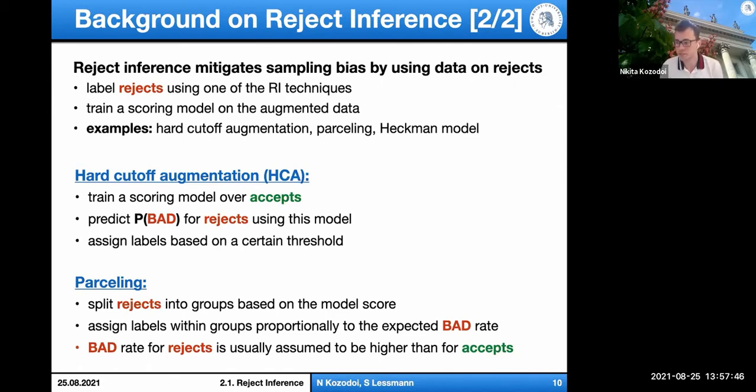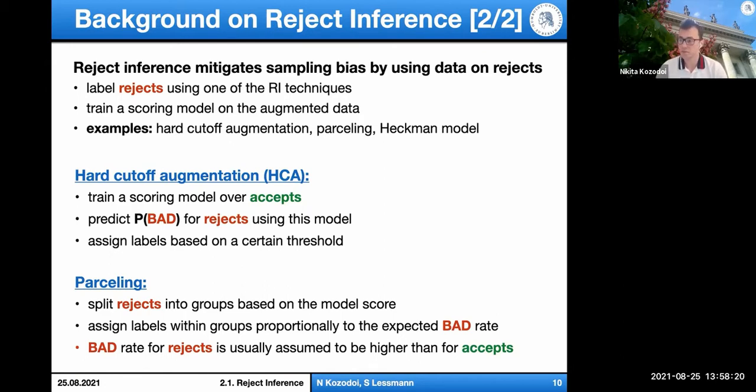I will not go into a lot of detail, maybe just to give you one example about hard cutoff augmentation. This is basically a simple technique that uses a scoring model that is trained over the accepted applicants and then predicts the probability of default for rejects. And then based on these predictions and using a certain probability threshold, we can label them as good and bad, and then add them back to the training data so that it is more representative and hopefully helps us to train a better scoring model on that kind of data.